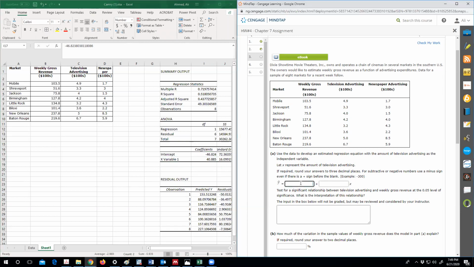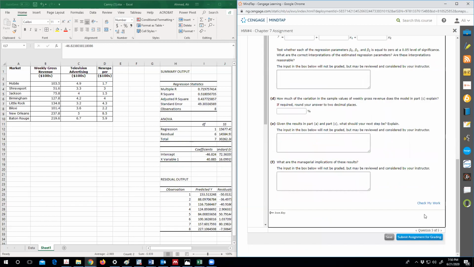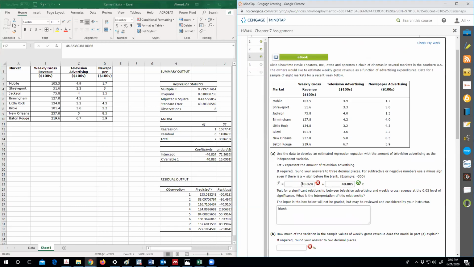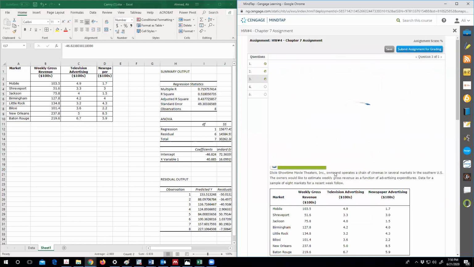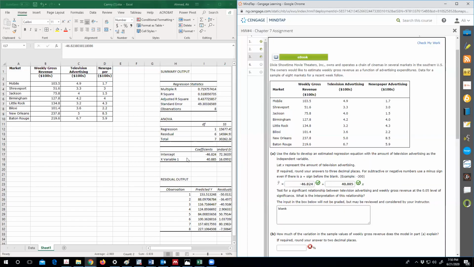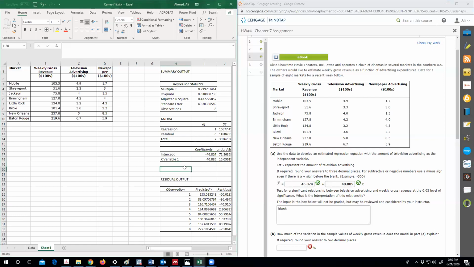So our intercept is negative 40.824 and 40.885. Let's check this. So we are on the right path. I just want to make sure. No, this is wrong. Okay, this was 46 actually. I typed it wrong. 46 point. So this is correct.